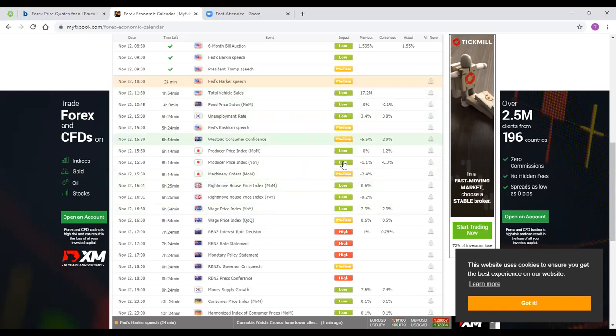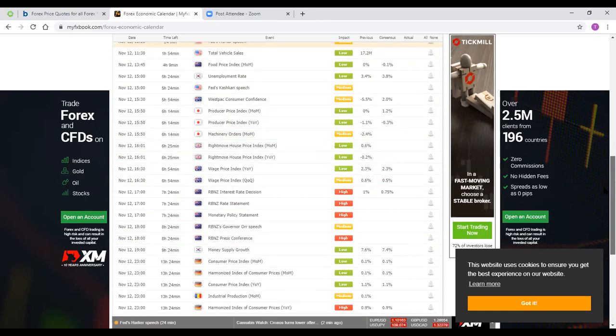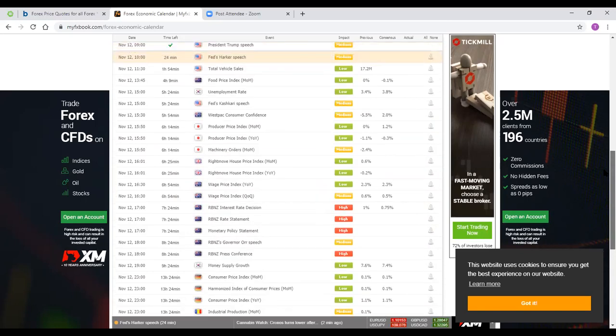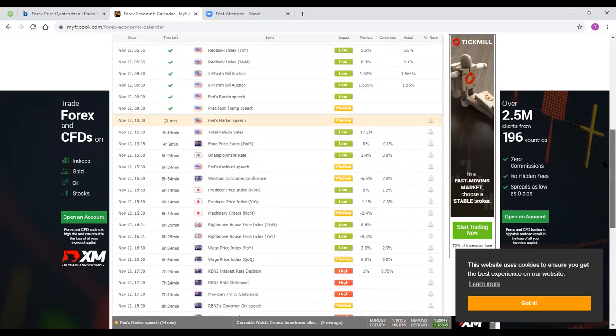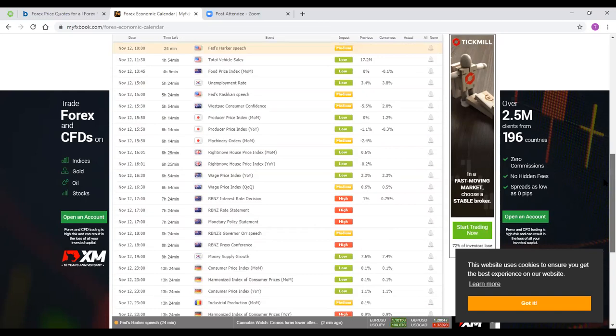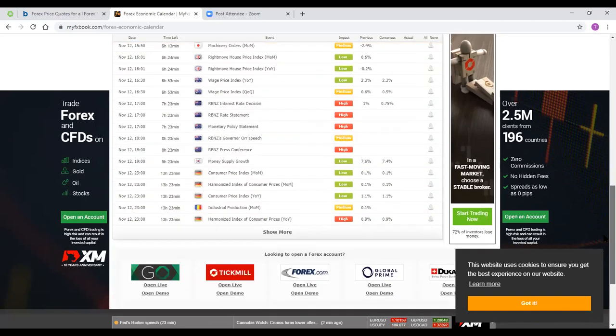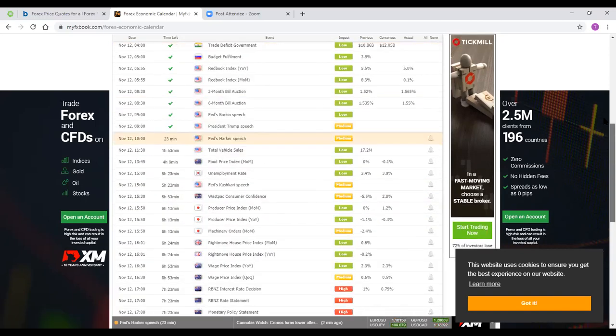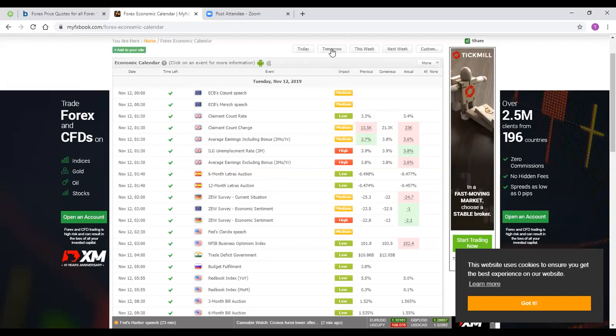You see, these are medium and low. We do not focus on these. We focus on the red ones, because the red news are the ones that move the market, guys. So you see unemployment rate, this one is low, so you don't focus much on that. But this one, it's going to be fire, guys. So we have that one today.